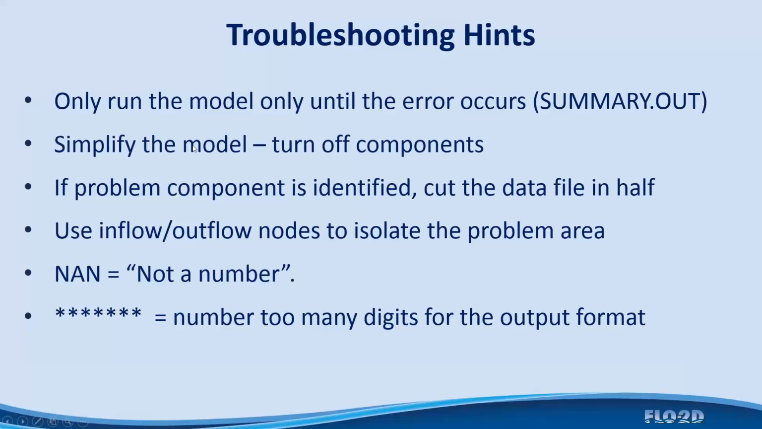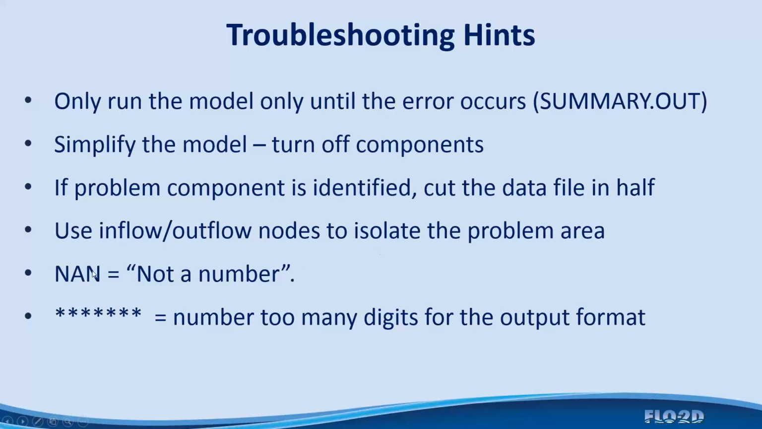Simplify the model. You can turn off some of the components, as I mentioned. If the problem component is identified, you could cut the data field in half, like for a channel or a street or levees or something. And then change where the inflow and outflow node is, if you have had the opportunity to isolate the volume conservation or instability in the problem area.